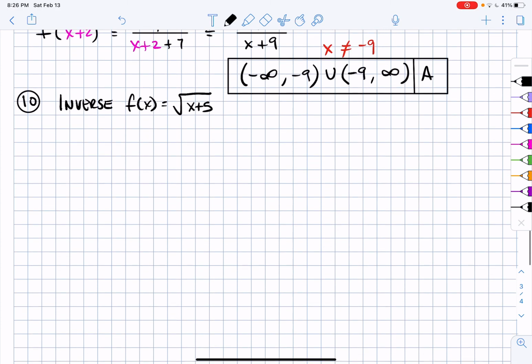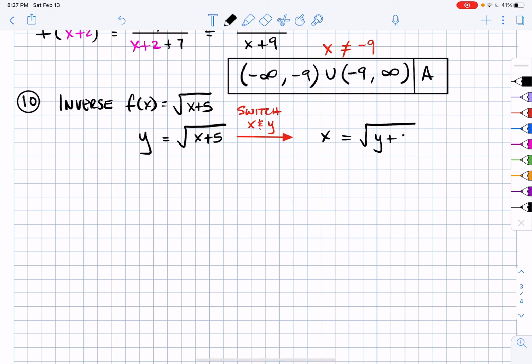If you look at the inverse, it tells you to replace the f of x with y because it means the same thing. Then the next step is to swap the x and y. So I'm going to have x is equal to the square root of y plus 5, and then solve for y again.